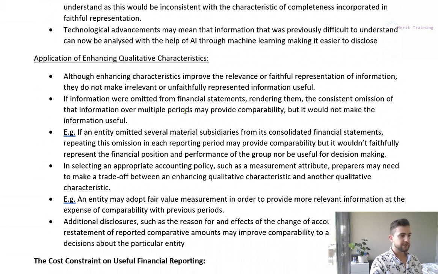So although enhancing characteristics improve the relevance or faithful representation of the information, they do not make irrelevant or unfaithfully represented information useful. If information were omitted from the financial statements, the consistent omission of that information over multiple periods may provide comparability, but it would not make the information useful. For example, if an entity omitted several material subsidiaries from its consolidated financial statements, repeating this omission in each reporting period may provide comparability, but it wouldn't faithfully represent the financial position and performance of the group, nor be useful for decision making.